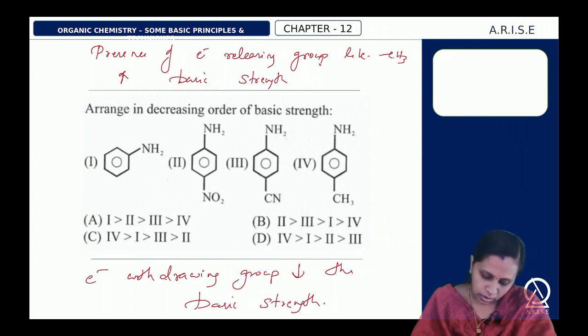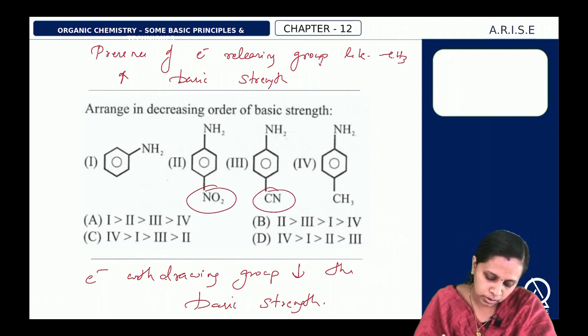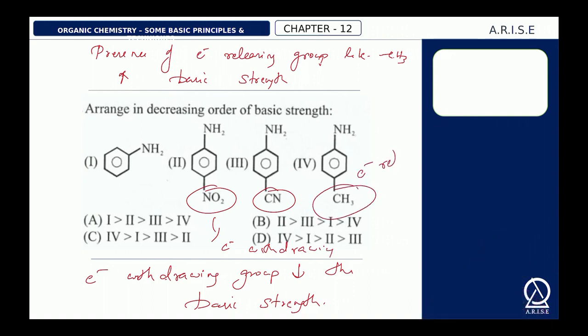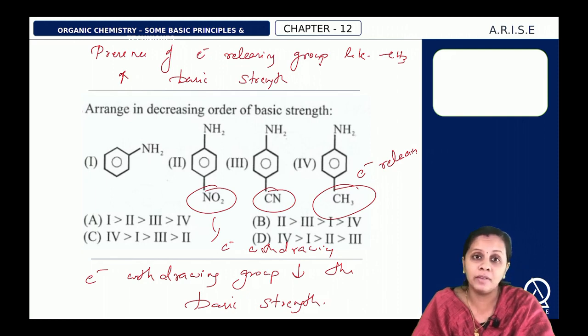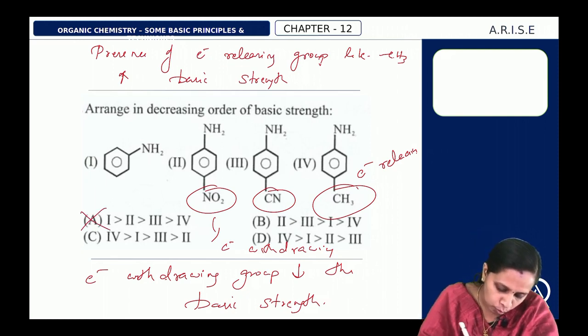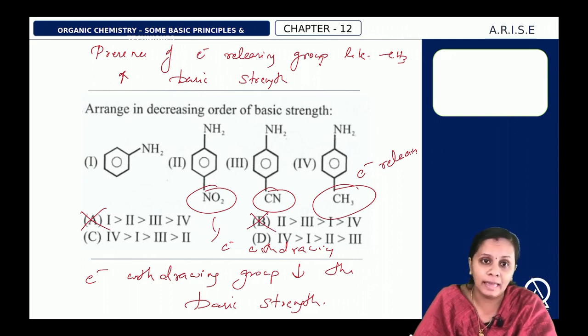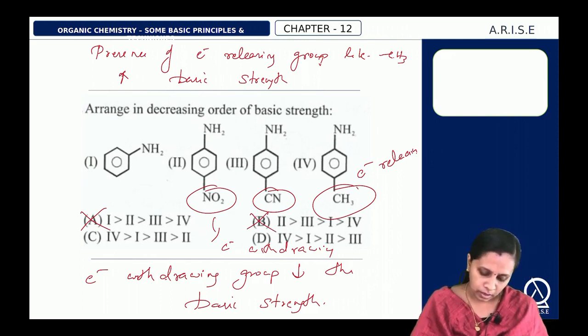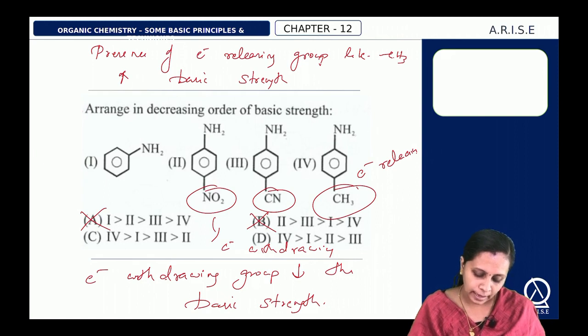So let us consider, here you have aniline, then you have derivatives of aniline. NO2 and CN are both electron withdrawing. Then you have CH3, which is electron releasing. So the presence of electron releasing group increases the basic strength. So which is more basic? Obviously the fourth one. So the fourth has greater basic strength, and you can cut off two options, that is option B and option A. Okay. Now out of option C and D, which is the correct one?